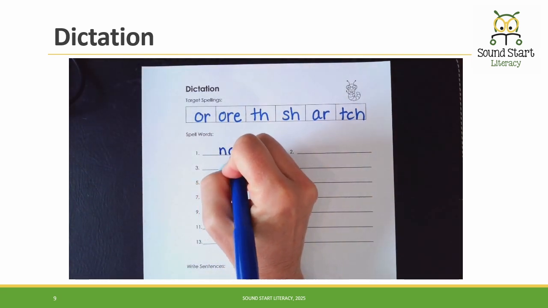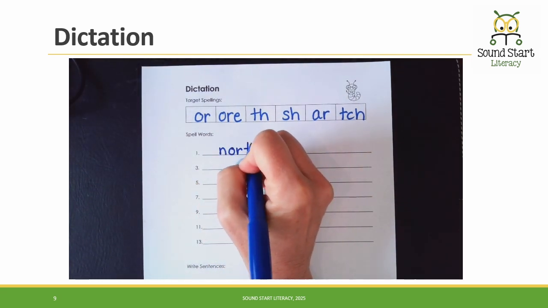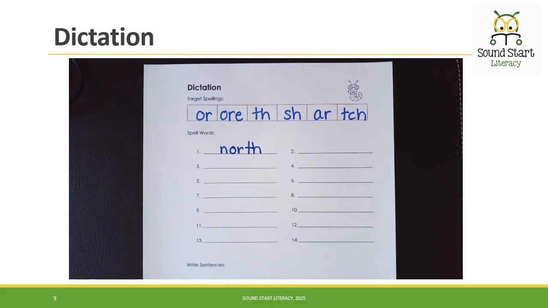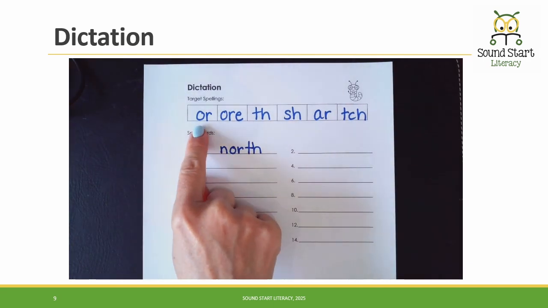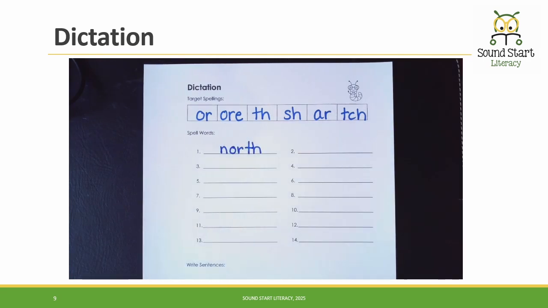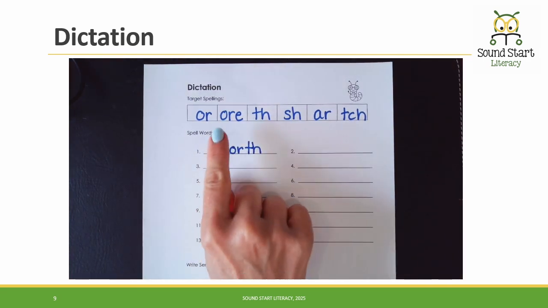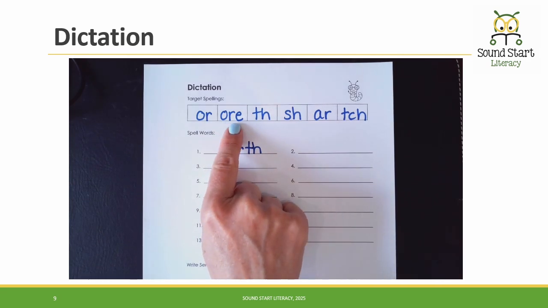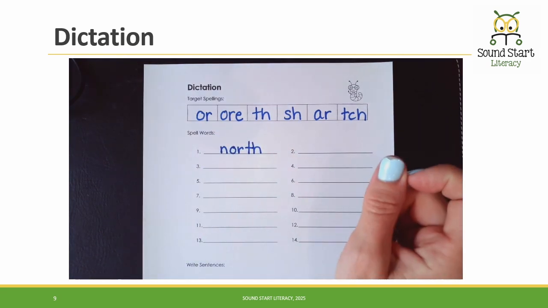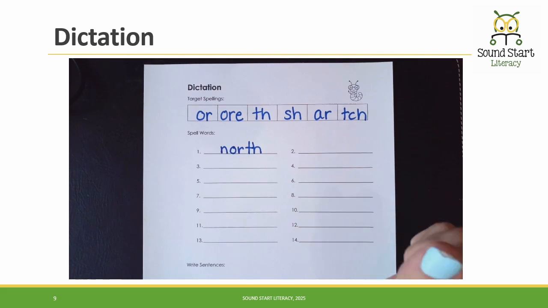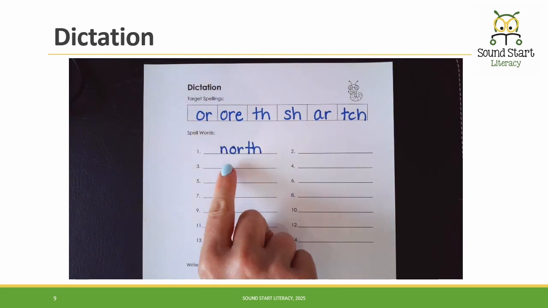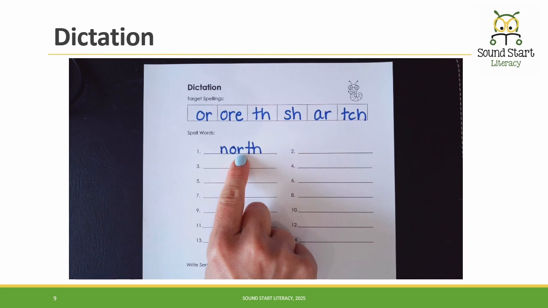North. Now you might wonder, well, how does the child know if it's O-R or O-R-E? Well, by the time they get to this dictation, you'll have already taught them that the O-R-E spelling is when you hear "or" at the end of the word, with the exception of the word "for." So if the child spelled it with an E, you could say, oh, wait a minute, let's think about this.